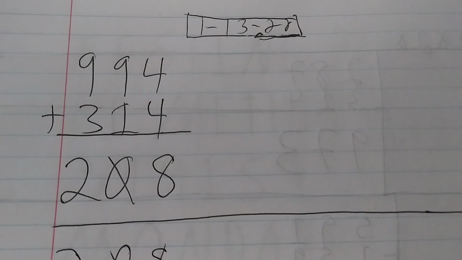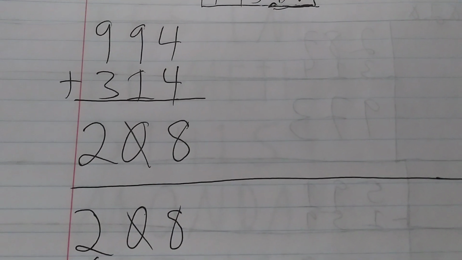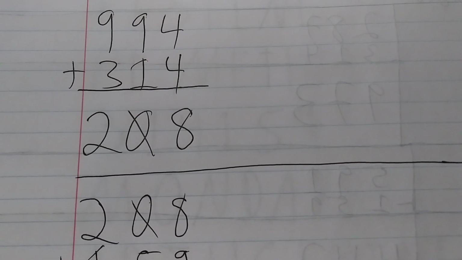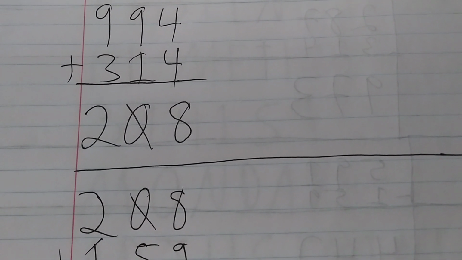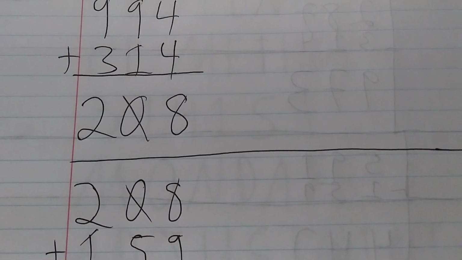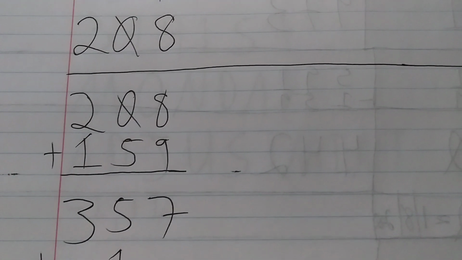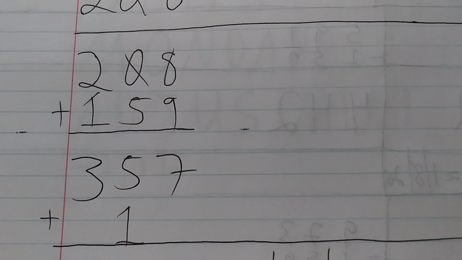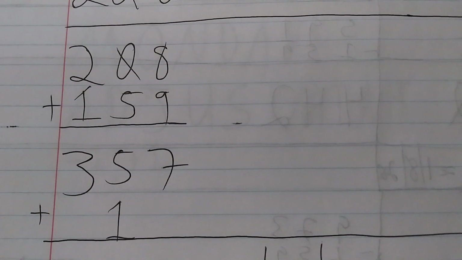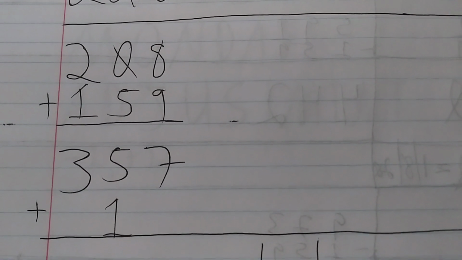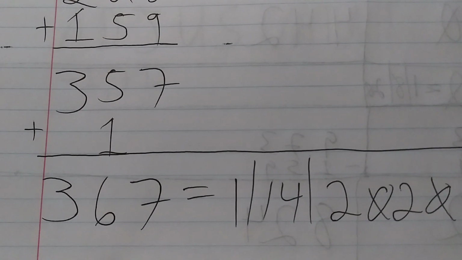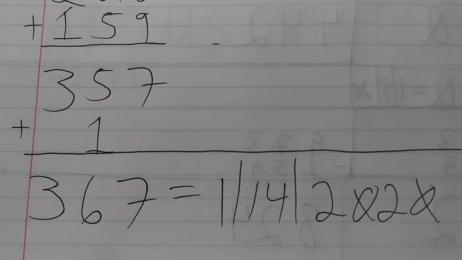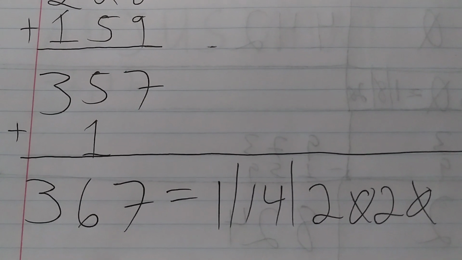Alright, so on January 13th, you had 994 hit. You're going to add 314, so 9 plus 3 is 2. 9 plus 1 is 0, and then 4 plus 4 is 8. That number did not hit in the next 7 days. You're going to also add 159, so you have 2 plus 1, which is 3. 0 plus 5, which is 5. 8 plus 9, which is 17, or 7. You're going to bring down 37 and then add 1 to the 5, so you have 367. That number did hit on January 14th.